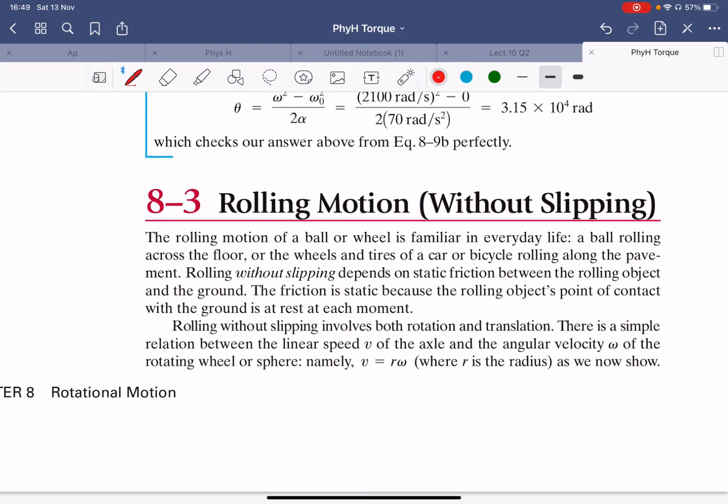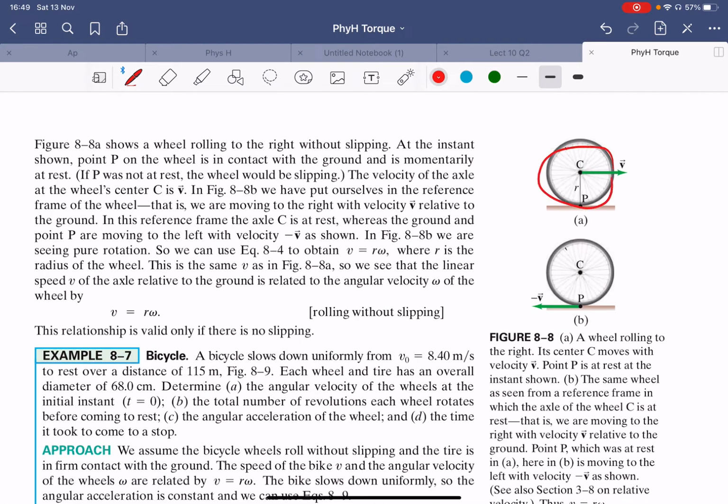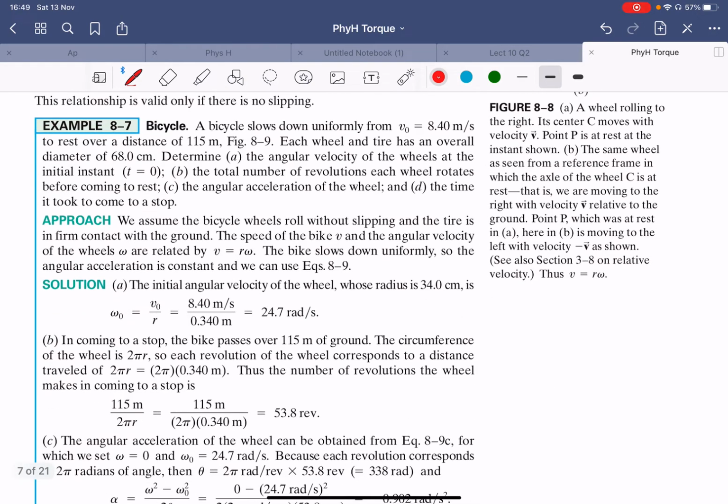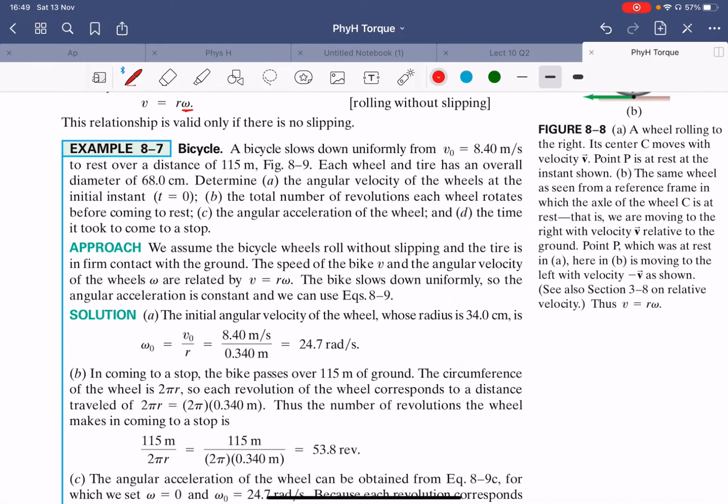This is a new topic about rolling motion. When an object rolls here, you can also find the linear velocity if you know omega and the radius. Let me explain this one here. A bicycle slows down uniformly from 8.4 meters per second to rest over a distance of 115 meters. Each wheel and tire has an overall diameter of 68 cm. So the question is, determine the angular velocity of the wheel at the initial instant, t equals 0.